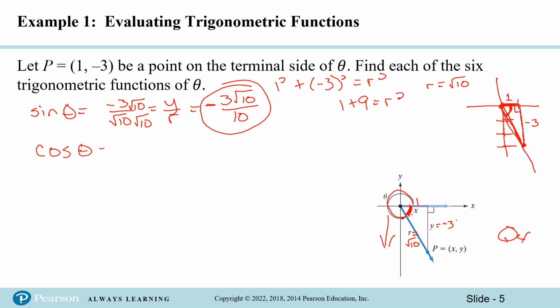Cosine theta is the adjacent side, 1, and that is a positive 1 because we're going in the positive x direction, over the hypotenuse, which is the square root of 10. Another way you can think of it is x over r, and we have to rationalize the denominator. So we end up with the square root of 10 over 10. That's the cosine.